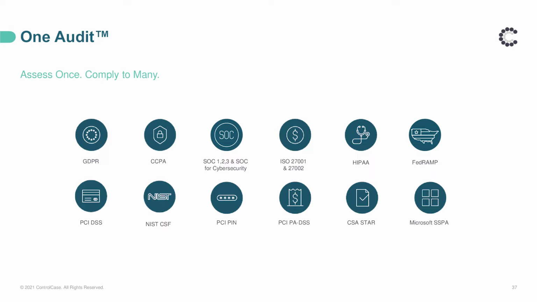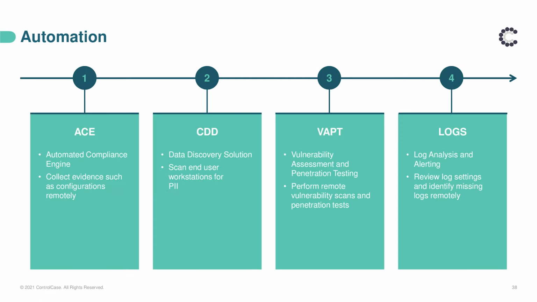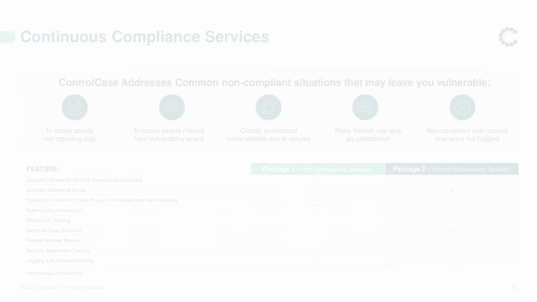You know, we at ControlCase focus on multiple compliance regulations. I mentioned one audit, assess one, certify and comply and attest to many is a popular offering we have. We use automation, as I mentioned earlier. We use automation in collection of evidence. We use automation in discovery of PII. We use automation in monitoring vulnerabilities, logs, log settings, and so forth. So these are important areas where we help customers in automating, which makes things more efficient, but also more accurate.